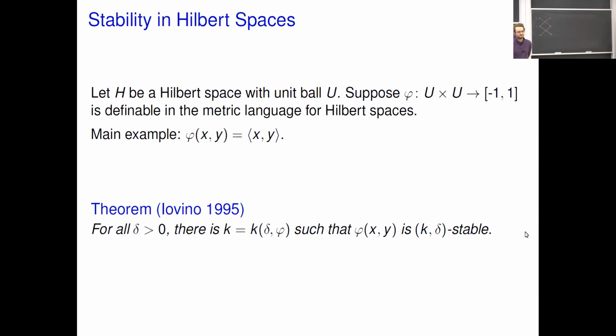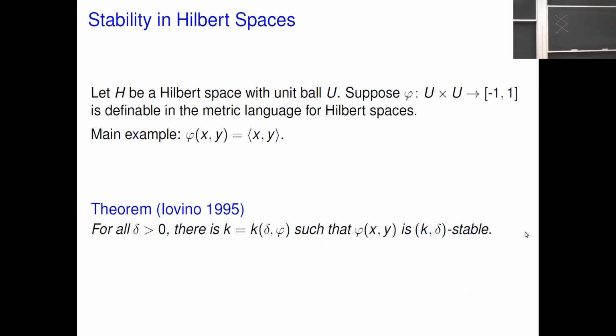In particular, this does not depend on the Hilbert space, such that this function is k delta stable. And this essentially comes from the fact that, as a continuous theory, the theory of Hilbert spaces is stable. Any completion of it is stable. I wasn't completely sure about the right reference for this.